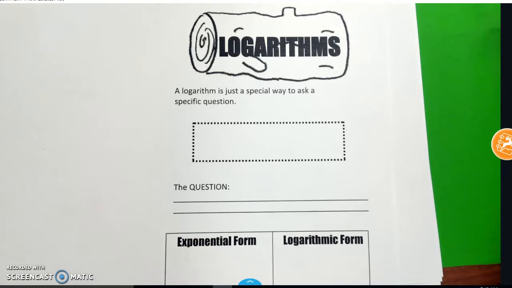Today we're just going to get used to logarithms and kind of define what they are, and later on we're going to use them to solve some equations. So a logarithm looks really kind of different.